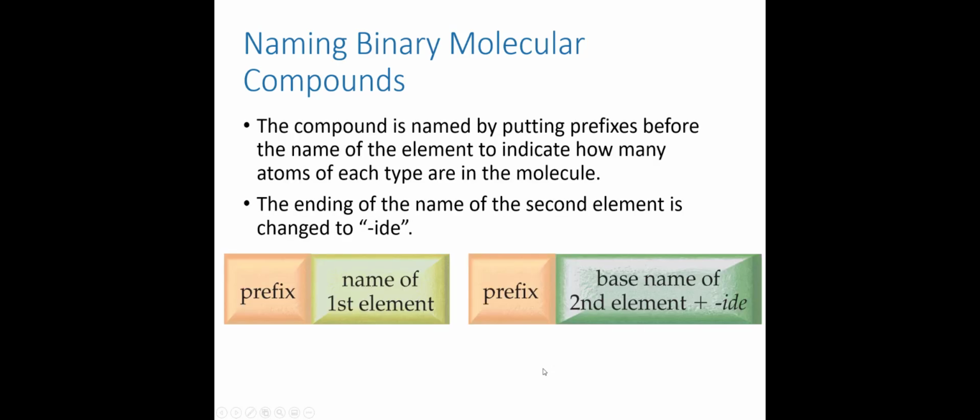So the naming is actually somewhat similar to what we did with the ionic compounds, but with one addition to that, and that is that we add prefixes in front of the names of the elements to tell us how many of each element is in the formula. And we still change the ending of the second element to "ide." So it's the first syllable plus IDE in most cases.